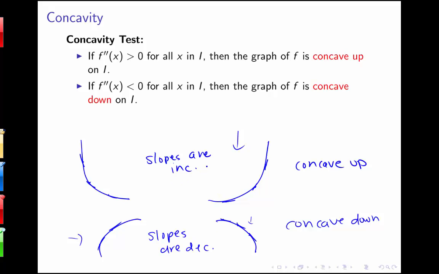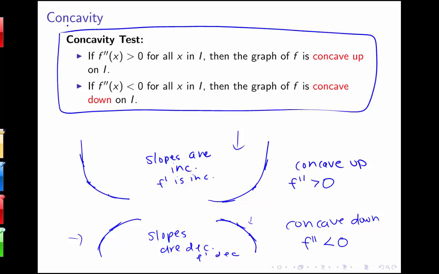So if the slope function is an increasing function, we're saying that f prime is increasing. Well, then using the relationship between a derivative and where a function is increasing and decreasing, we can say that f prime is increasing corresponds to the derivative of the derivative being positive, and where slopes are decreasing, in other words, f prime is decreasing, corresponds to that derivative being negative. So this gives us what's called our concavity test. If our second derivative is positive for all x in an interval, then the graph is concave up on that interval.